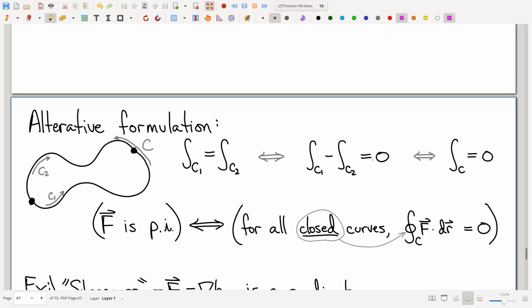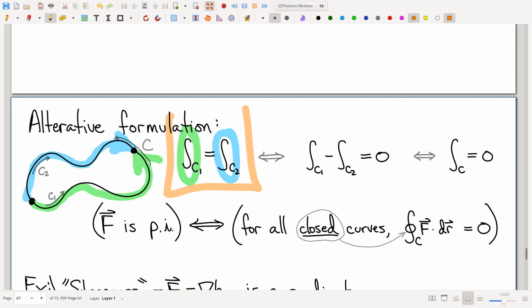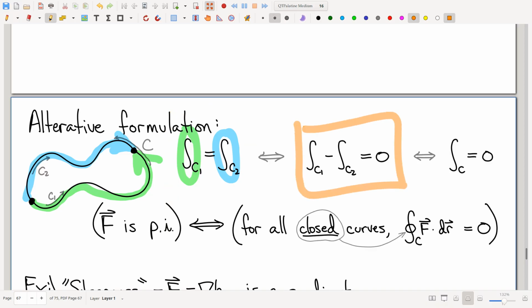But here's the thing. If you have a path independent vector field, and keep in mind that means that the green integral and the blue integral are going to be equal, right? This is what path independent means. Well, if you think about it, two things being equal is the same as saying that their difference is 0, well, of course. And, well, wait a second.